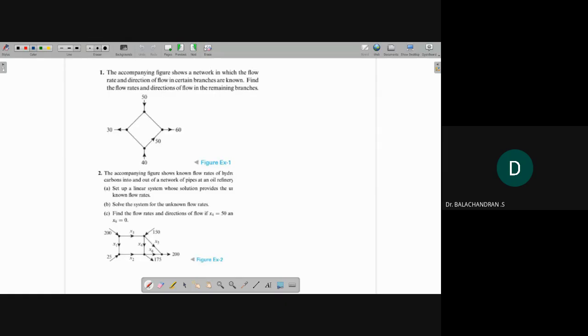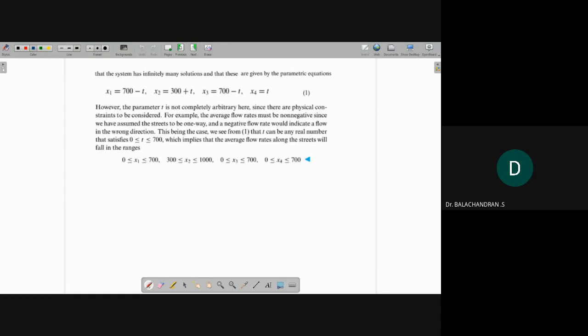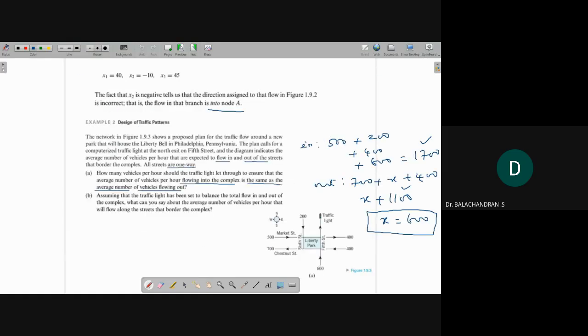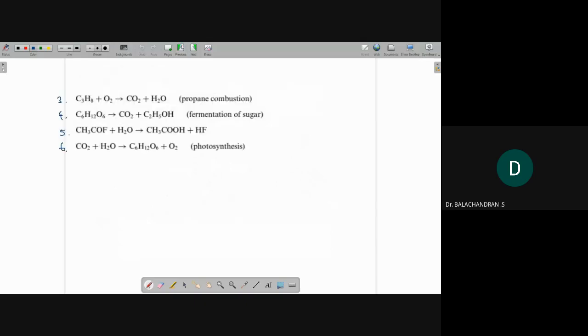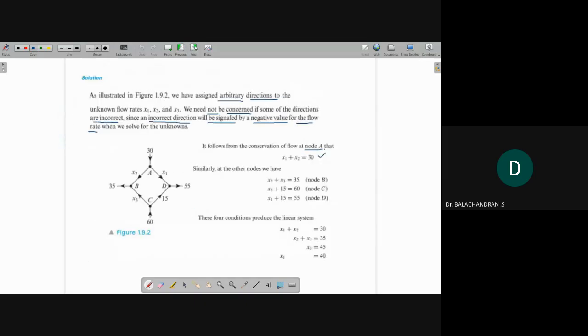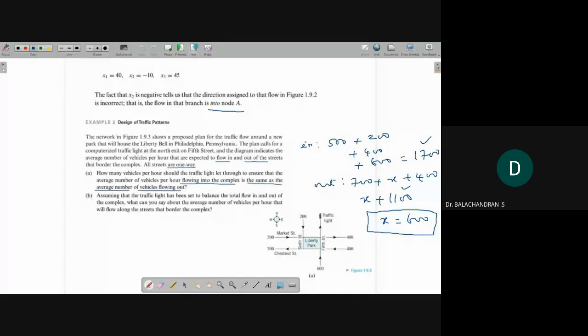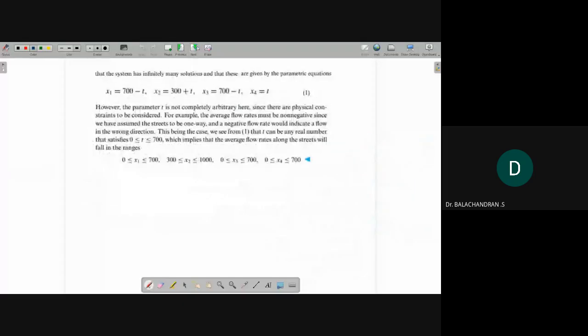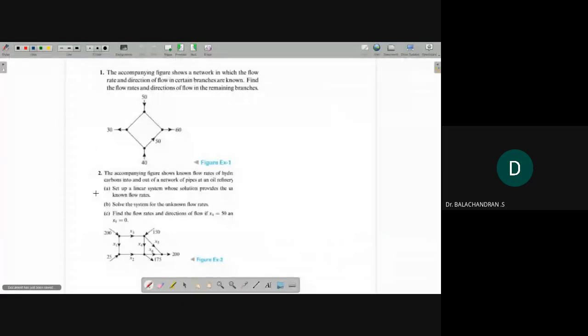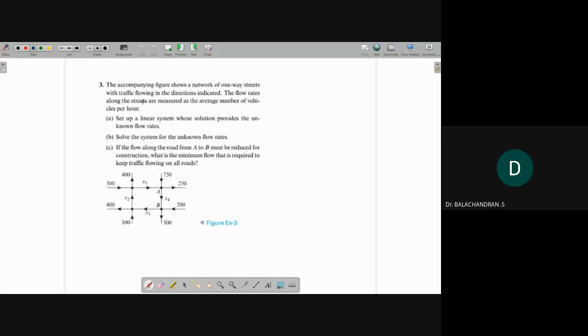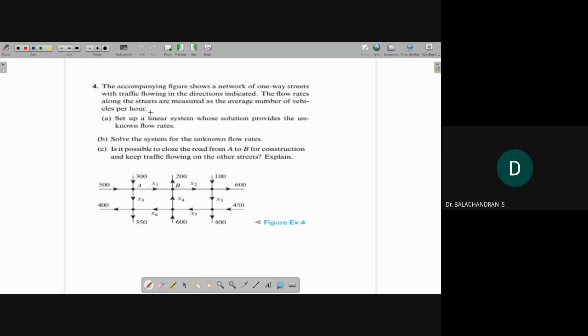Okay. Now, the assignment problems in traffic flow. Already I gave, how many problems did I give? 6 problems, okay. So this is the first problem, this is the second problem, third and fourth problems. In traffic flow, there are 4 problems, 6 plus 4, 10.